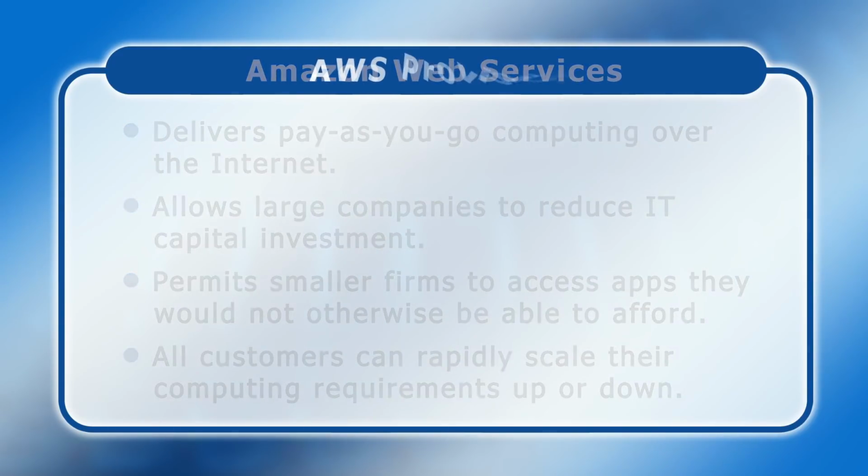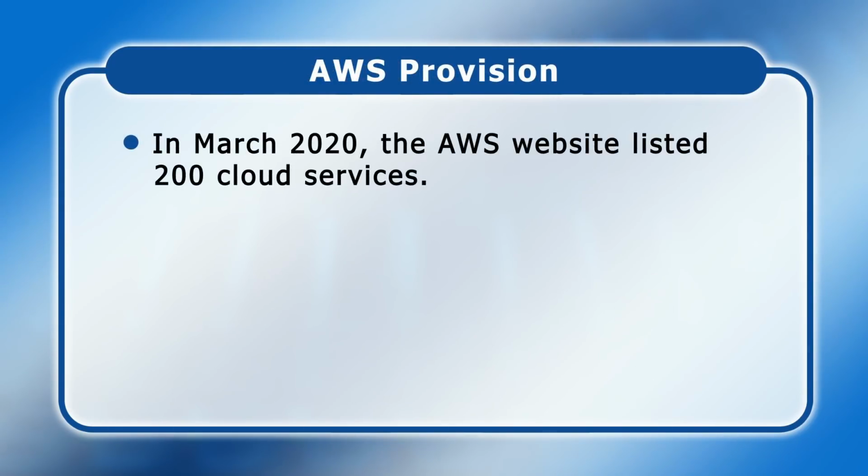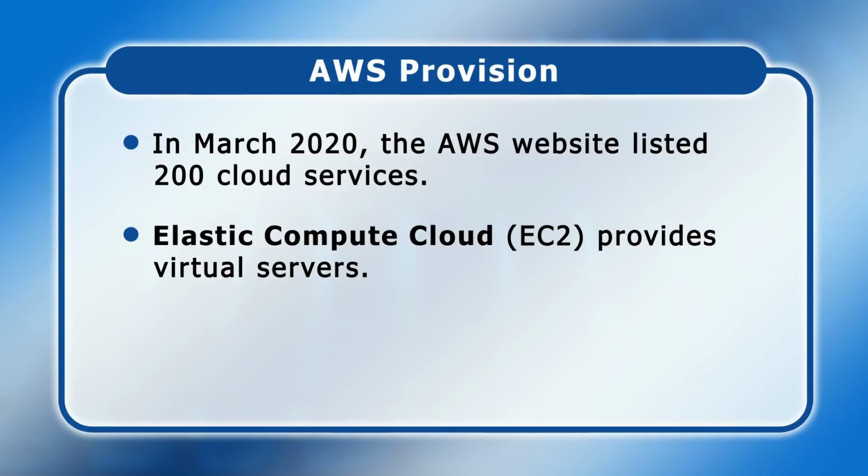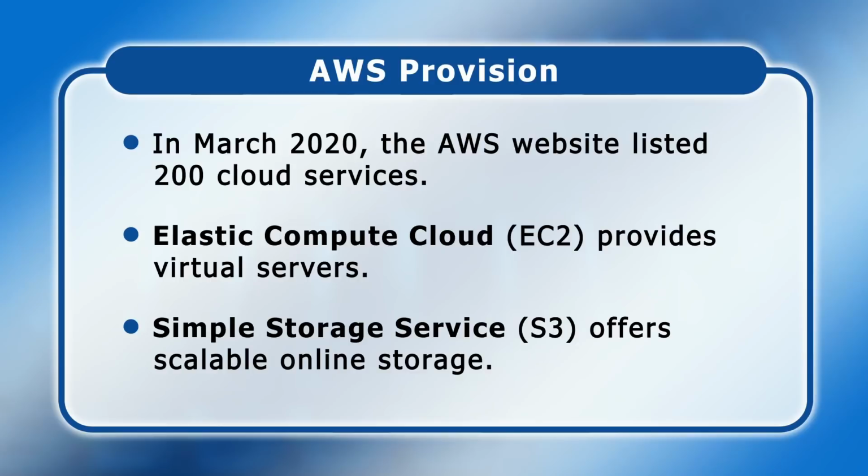In March 2020, the AWS website listed 200 cloud services. These include Elastic Compute Cloud, or EC2, which provides virtual servers, as well as the Simple Storage Service, or S3, which offers scalable online storage.